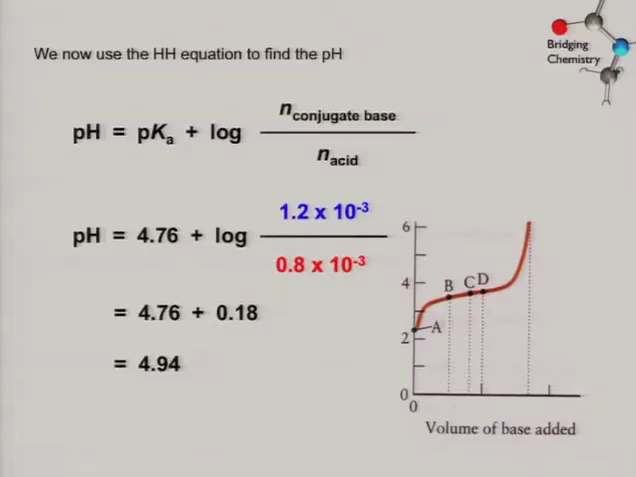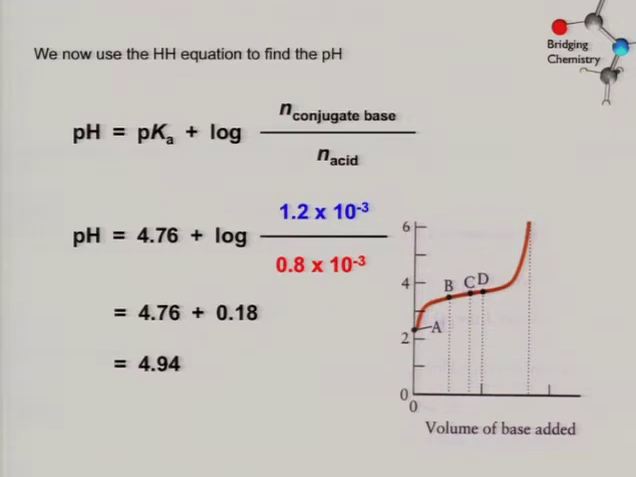Okay, so now we've got those numbers. We can pop them into our equation. And now it's a little bit different because now, with those numbers, that log term doesn't all just disappear. So pH is equal to the pKa plus the log of the amount of the conjugate base over the amount of the acid. It's important to get the numbers around the right way, yeah?